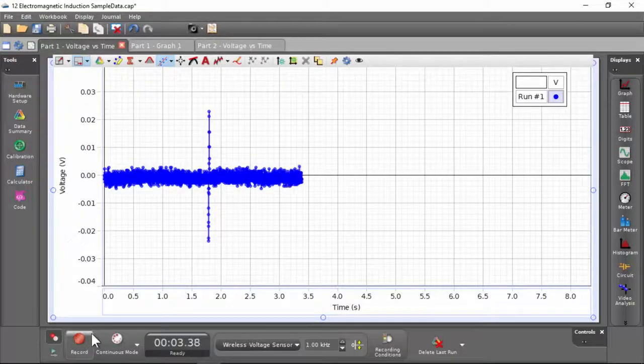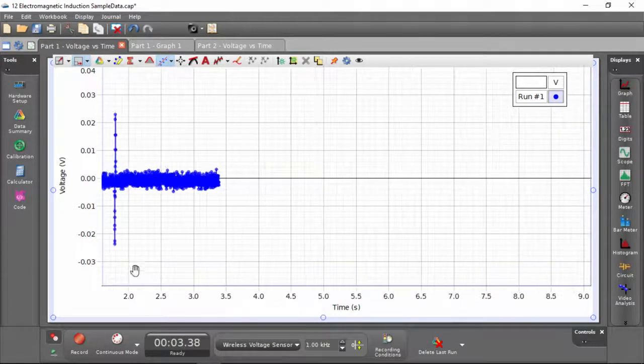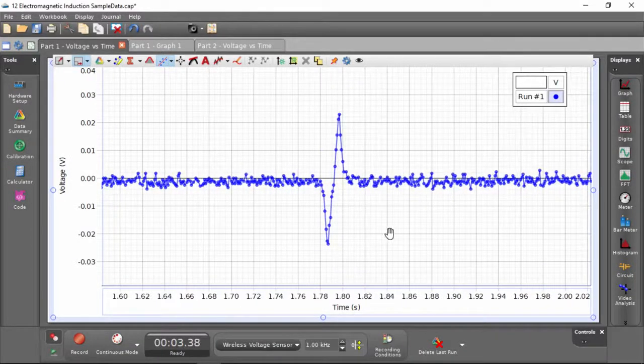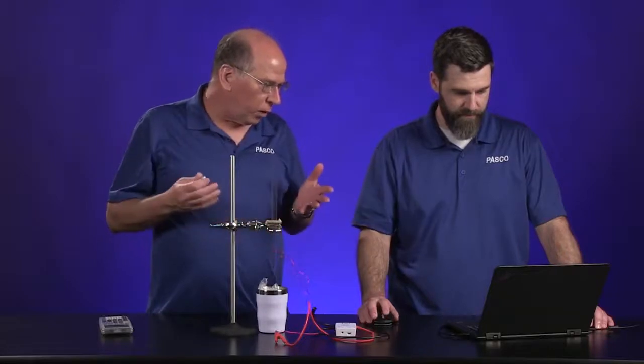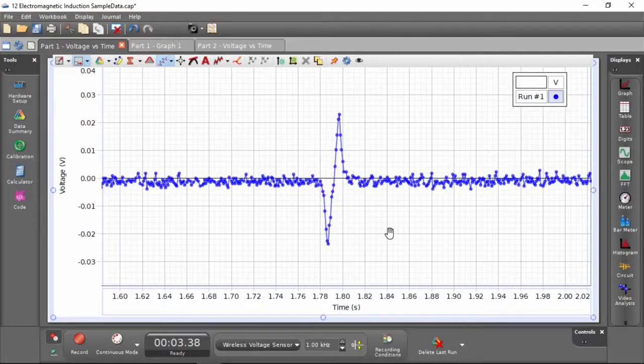It definitely did something when it went through. Let's expand that, see what that looks like. Okay, so let me just zoom in here. Oh, look at that. So there's a little bit of a dip down and then a dip up as it goes through, right? So when it's falling toward the loop, the voltage is measured to be negative, and when it's falling away, positive. That's interesting.